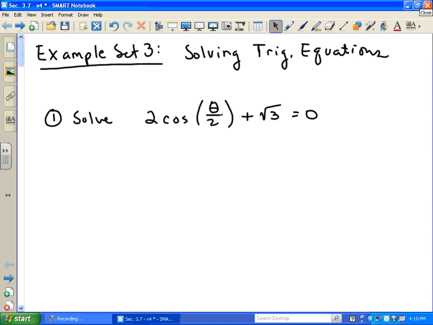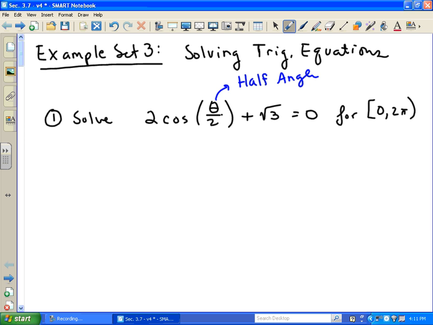I'd like to now look at an example where you're solving, but the angle is not a single angle. In this particular problem, I first want to note that the angle that I have within my trig function is a half angle. Now in this kind of problem, they are going to have to tell you what interval they want you to solve over. In other words, they're saying solve this. They're going to have to tell you that they want you to solve it for 0 to 2 pi.